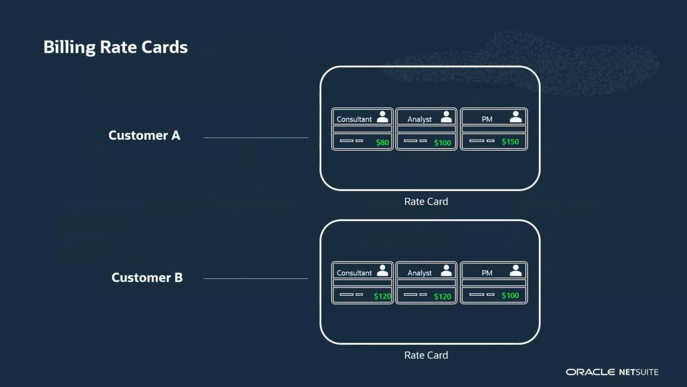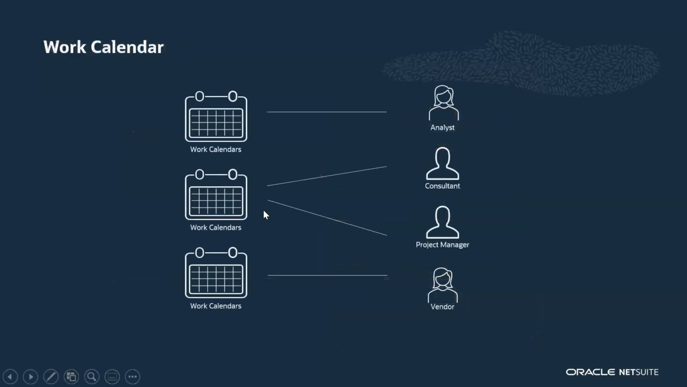Now we can have rate cards where we say for customer A, this billing class might apply, but I'm charging a different rate for my consultant for customer A as compared to customer B. You've been working with a particular customer numerous times and you give them a discount on certain roles, not all of them. So this is when you can use those rate cards. Then we have work calendars.